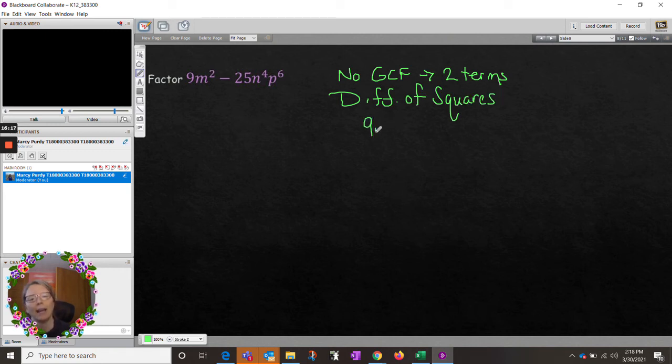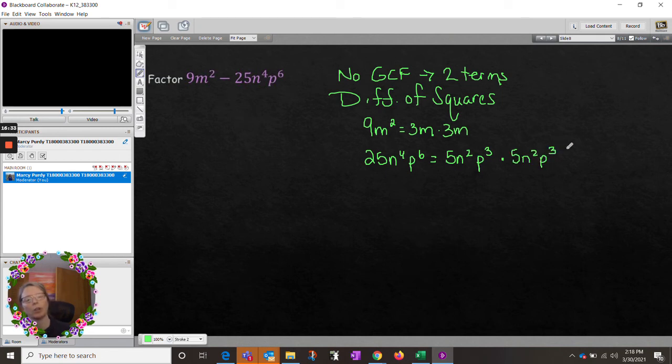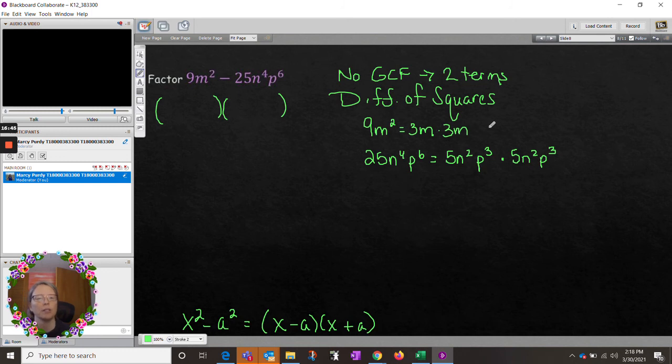So my 9m squared is 3m times 3m. My 25n to the 4th, p to the 6th comes from 5n squared p to the 3rd times 5n squared p to the 3rd. So to factor this, remember the pattern for a difference of squares. I'll write it at the bottom. Even though there's a lot more variables going on here, our pattern is still the same.